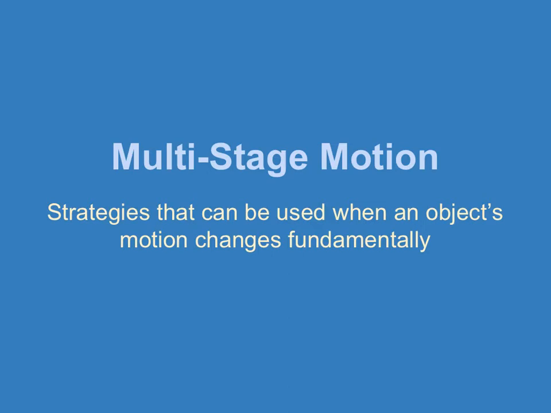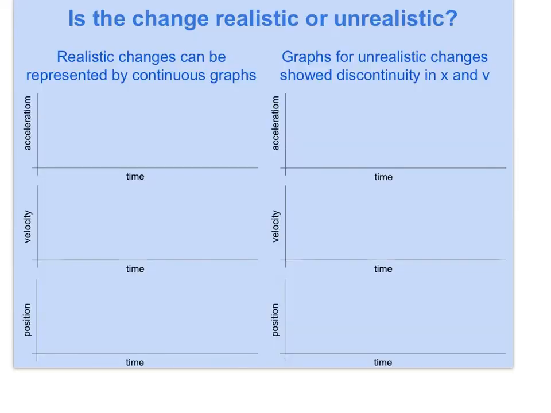And so we're going to take a look at how to organize some information, how to build some strategies for dealing with situations where multi-stage motion is involved, where the acceleration of the object changes during different parts of its motion. Let's begin by looking at this from a graphical point of view.